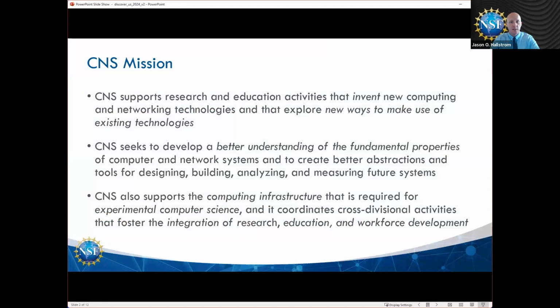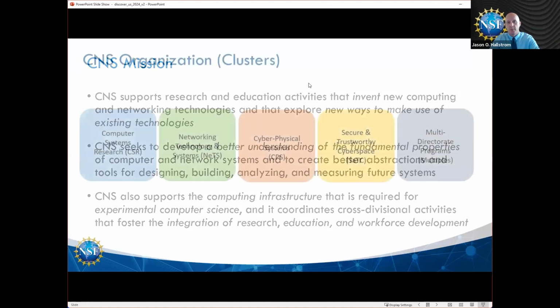So the CNS mission is to support research and education activities that invent new computing and networking technologies and that explore new ways to make use of existing technologies. So we're interested in supporting work that provides a better understanding of the fundamental properties of computer and network systems to create better abstractions, tools for designing, building, analyzing, and measuring future systems. And we also support computing infrastructure that's required to enable experimental computer science, and we coordinate other cross-divisional activities that foster integration of research, education, and workforce development.